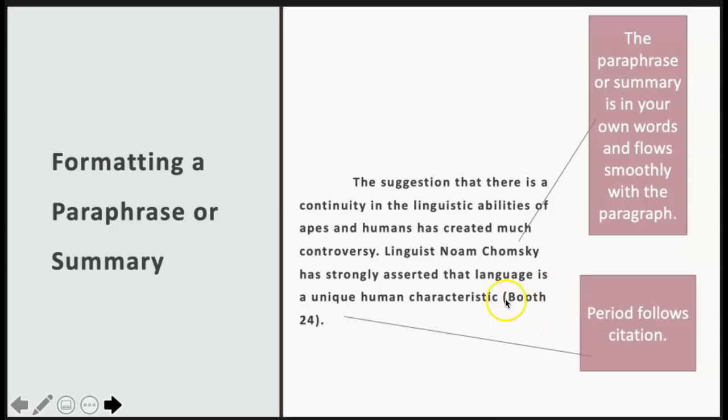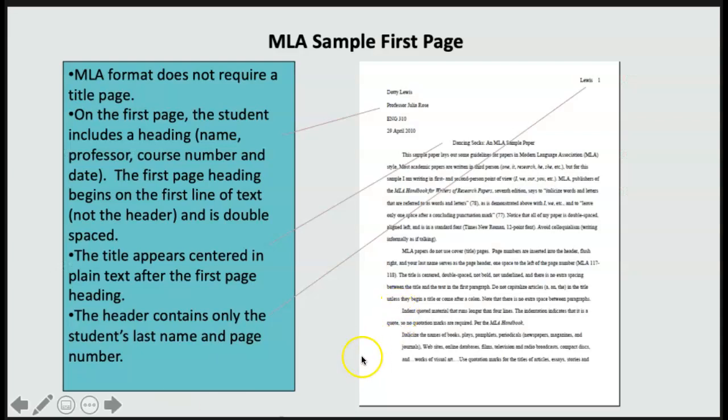So we credit the source where we access the information, Booth, but we also give credit, in the sentence, to the person whose idea this happens to be. All right, now let's take a look at a sample first page of an MLA paper.